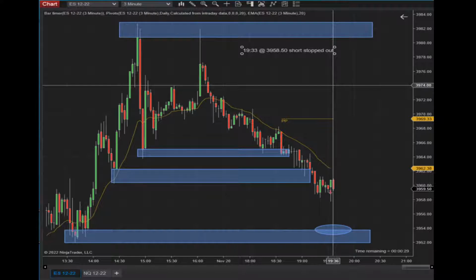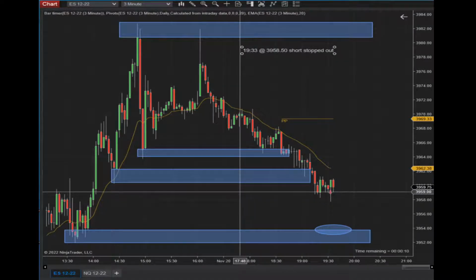And that was two contracts, so we're down 200. Well, that's okay. You're definitely not going to win all of your trades. You have to be able to take losses and not get upset, not let it affect you. Because if it does, you're really going to struggle with trading.